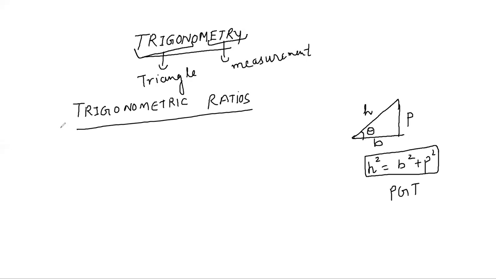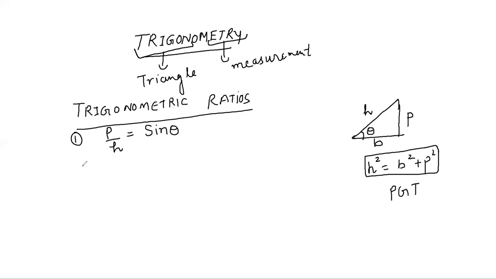See, the first one: if we have perpendicular upon hypotenuse, this forms sine of theta, or we can say sine theta. The relation between these two sides, p and h, along with this angle, is known as the sine of theta, or we can say p upon h equals sine theta. There are three trigonometric ratios that we will learn.